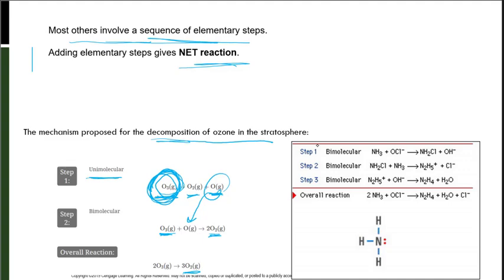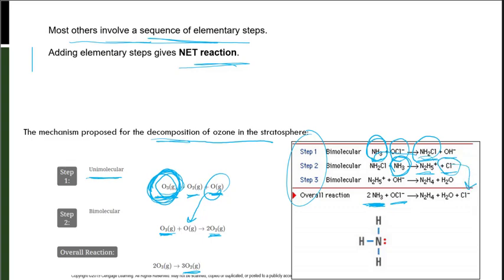Here's another example, a 3-step process to give us our overall reaction of 2 NH3s plus an OCl. Let's see how it goes about that. We take one NH3 with an OCl to get our intermediate here. Notice that I have NH2Cl and an OH minus. We bring down this intermediate, hit it with another NH3 to get N2H5 and chloride ion. Chloride ion is one of my products.